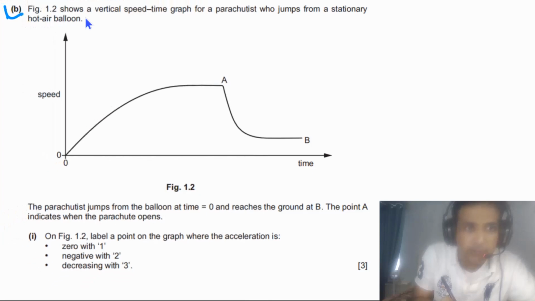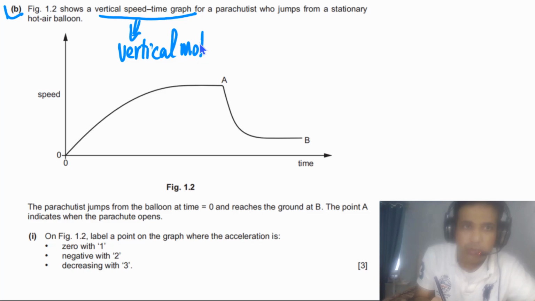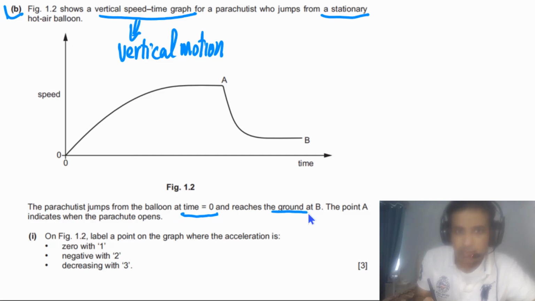Part B says figure 1.2 shows a vertical speed time graph. Vertical speed time graph simply means that we are talking about vertical motion only. For a parachutist who jumps from a stationary hot air balloon, the parachutist jumps from the balloon at time t equal to 0 and reaches the ground at B. The point A indicates when the parachute opens.